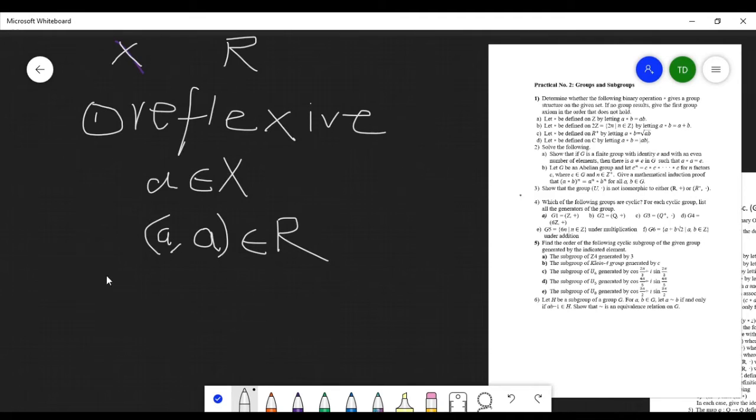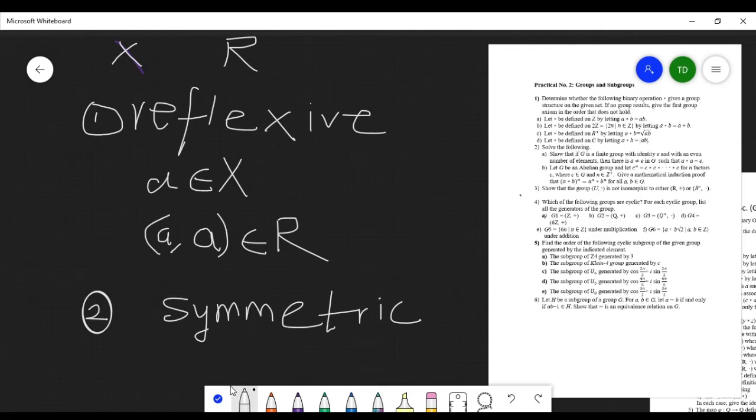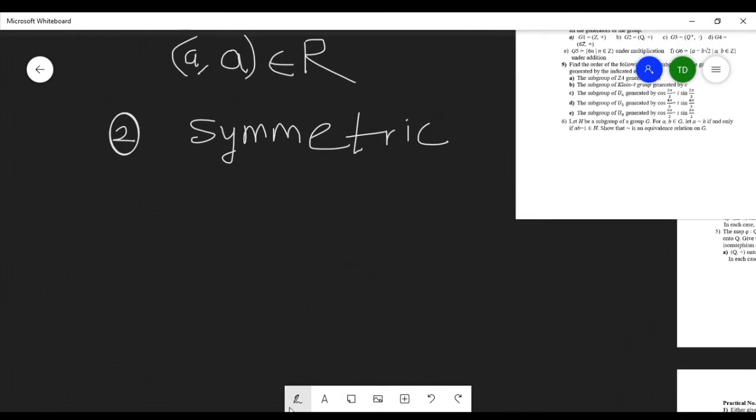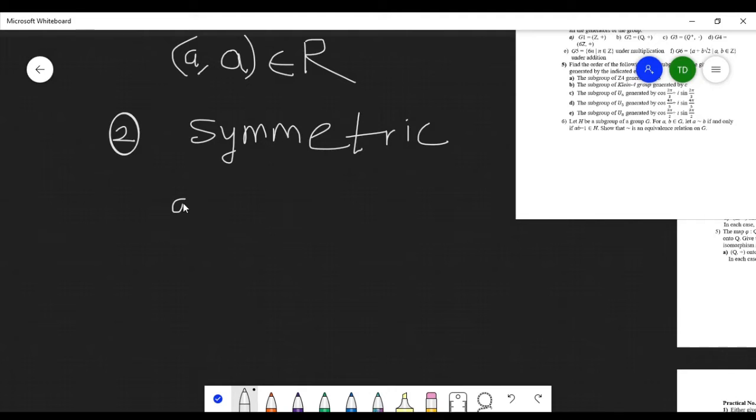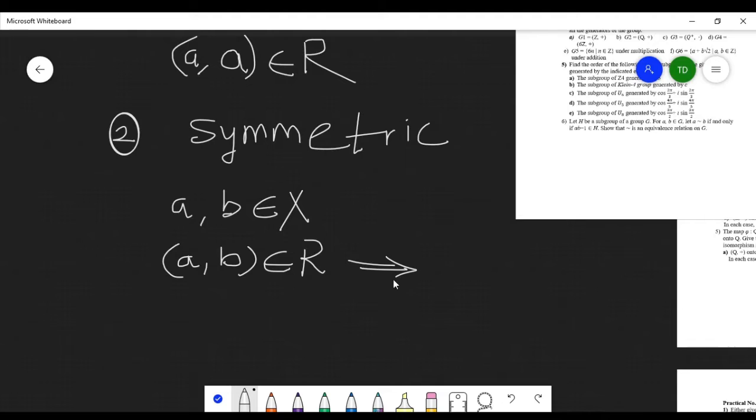Secondly, R must be symmetric. Meaning, if I have two elements A and B from the set X, and we know that the ordered pair AB belongs to R, this should imply that the ordered pair BA also belongs to R.